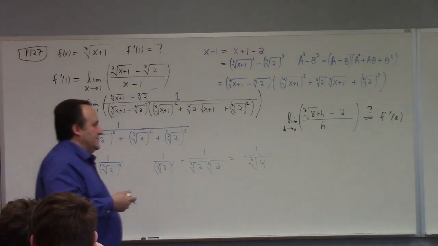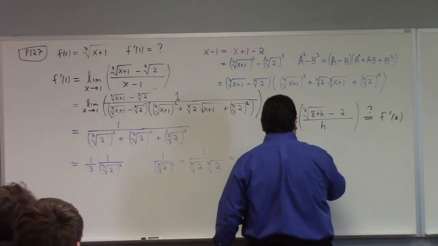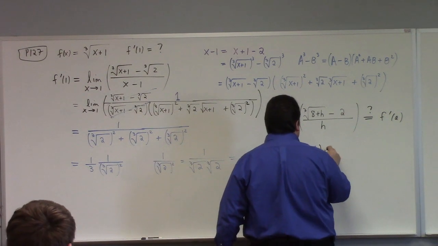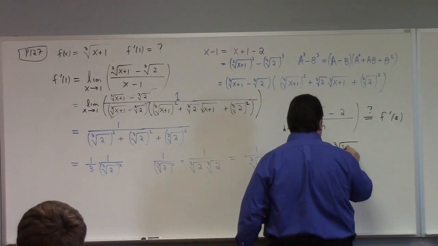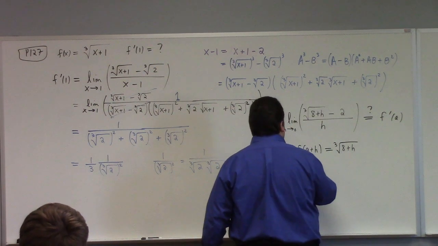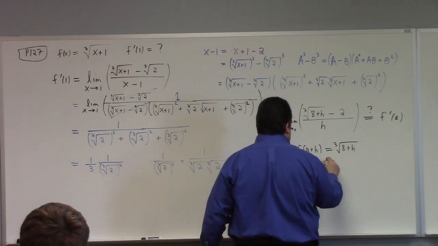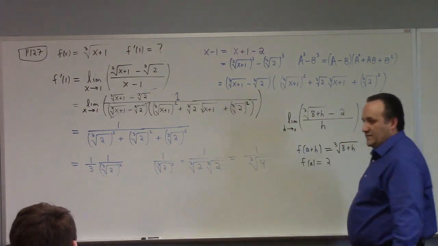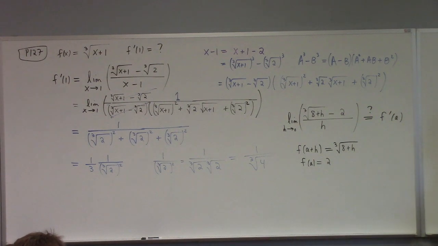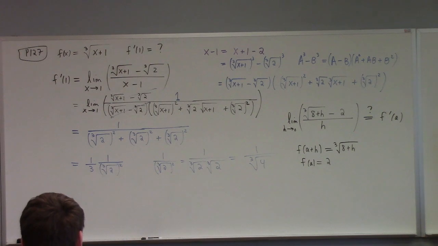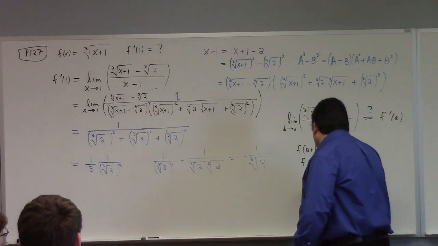So any ideas, guys? In other words, we need to have f of a plus h, we should think of as being the cube root of 8 plus h, right? And maybe f of a is equal to 2. That would be the most simple way to see it. If we could make that identification, then we'd know what the answer of part A is. Any ideas? What should f of x be? F of x equals what?